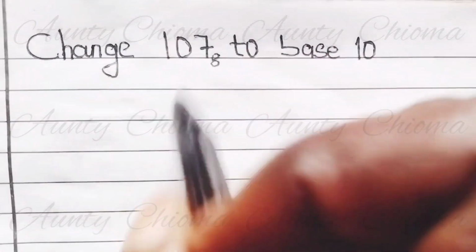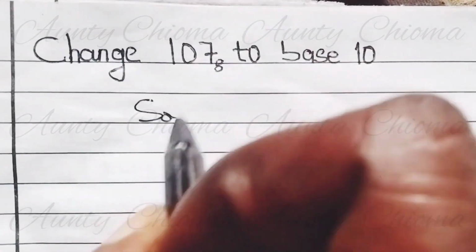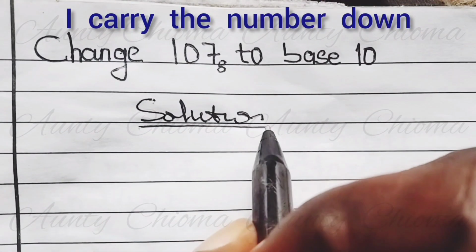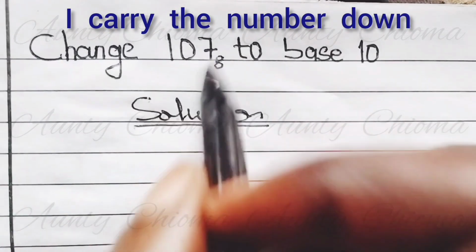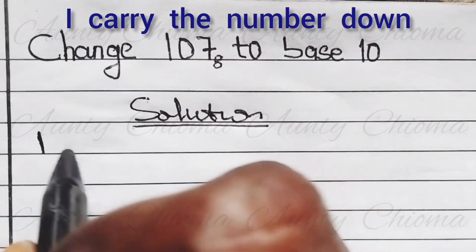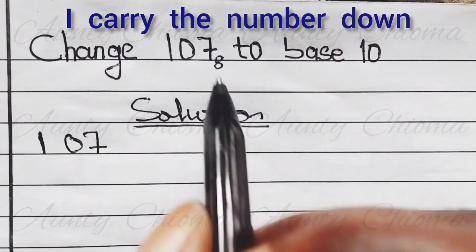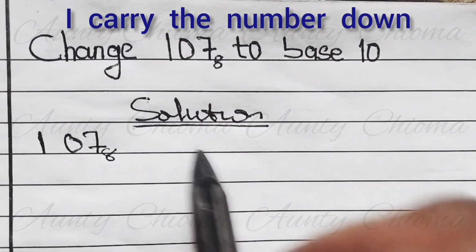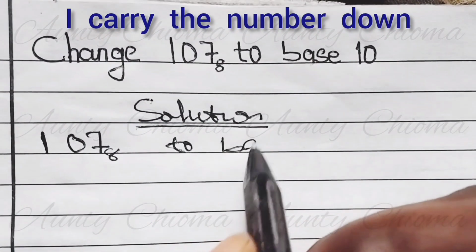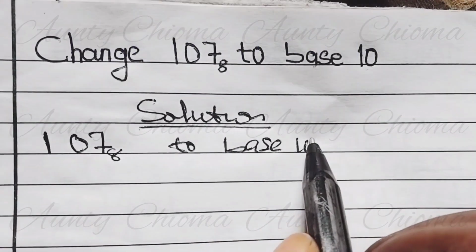Okay, that's my solution. I write my solution here. First, I carry this number down as usual. I carry it down: 107 in base 8 to base 10. Okay, I'll start solving.